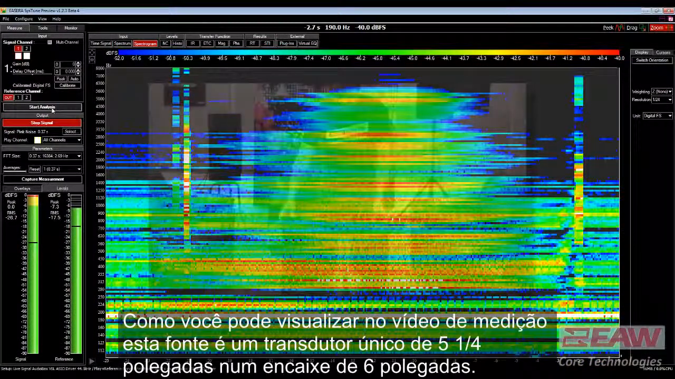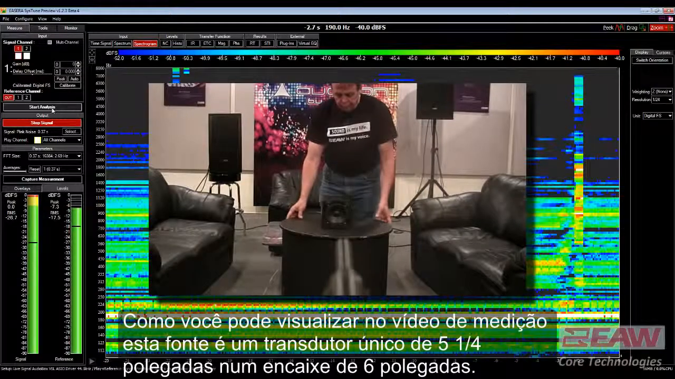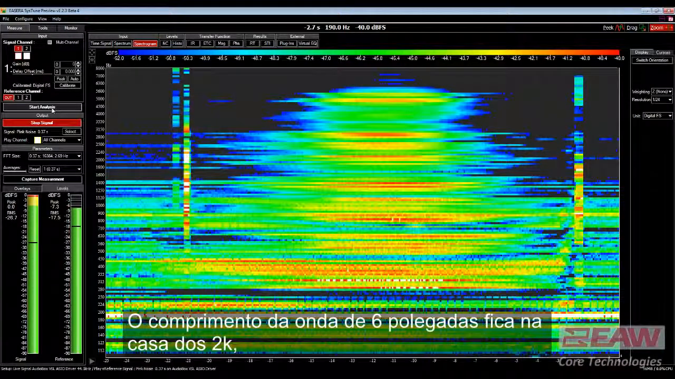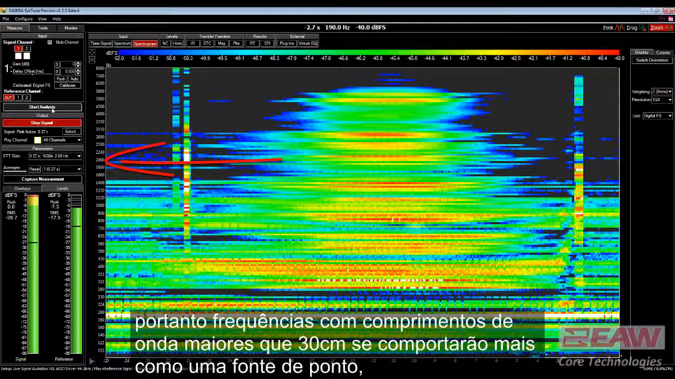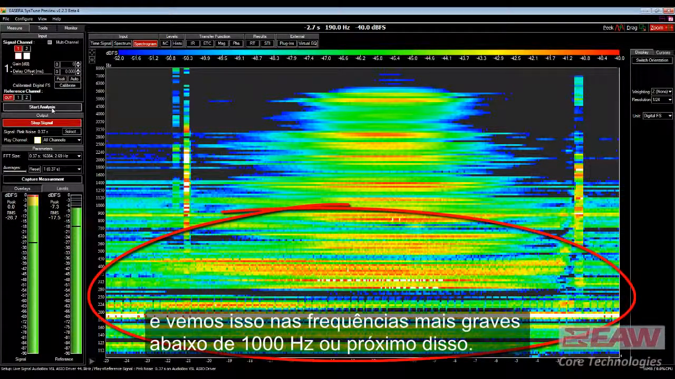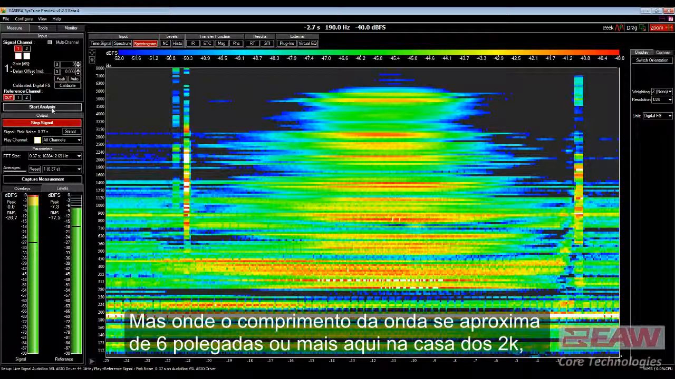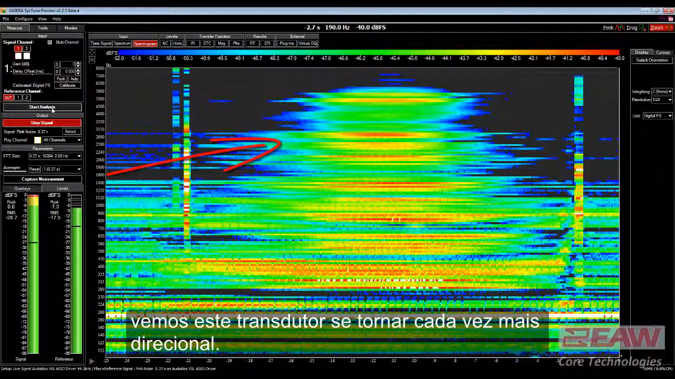As you could see in the measurement video, this source is a single 5 1/4 transducer in a 6-inch enclosure. The wavelength of 6 inches is about 2K, so frequencies with wavelengths greater than 1 foot will behave mostly like a point source, and we see that down at frequencies below 1000 Hertz or so. But where wavelength approaches 6 inches, up here around 2K, we see this loudspeaker become increasingly directional.